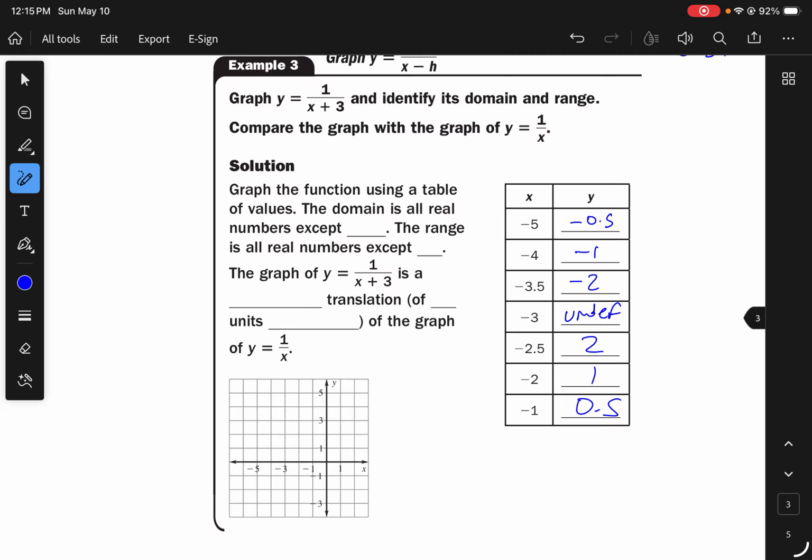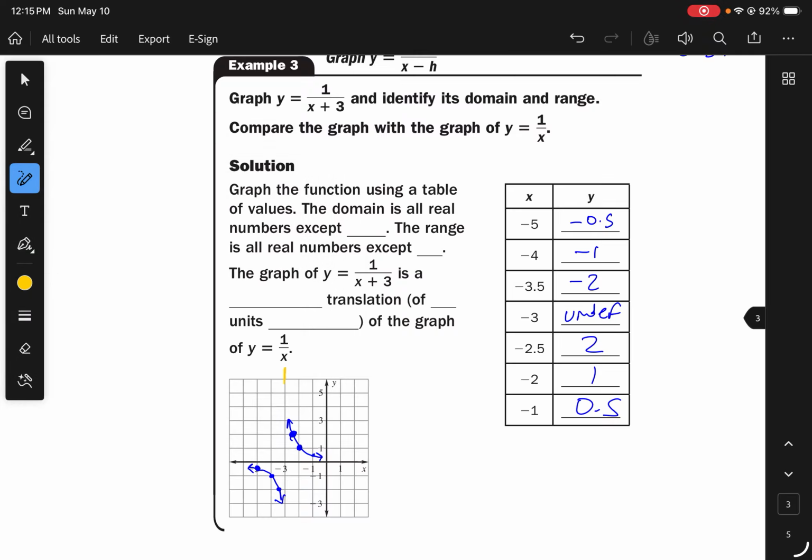So at -5, I'm at -0.5, -4, I'm at -1, -3.5, I'm at -2, -3, I don't know what's happening, so I might just be able to do our asymptote right there. -2.5, I'm at 2, -2, I'm at 1, and -1, I'm at -0.5. So again, I can go ahead and do that. Here you see it's a little bit different. It appears like the x has now shifted.